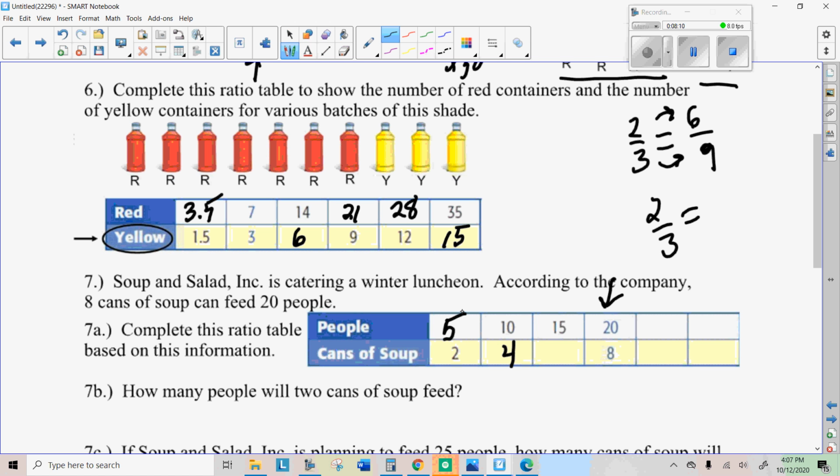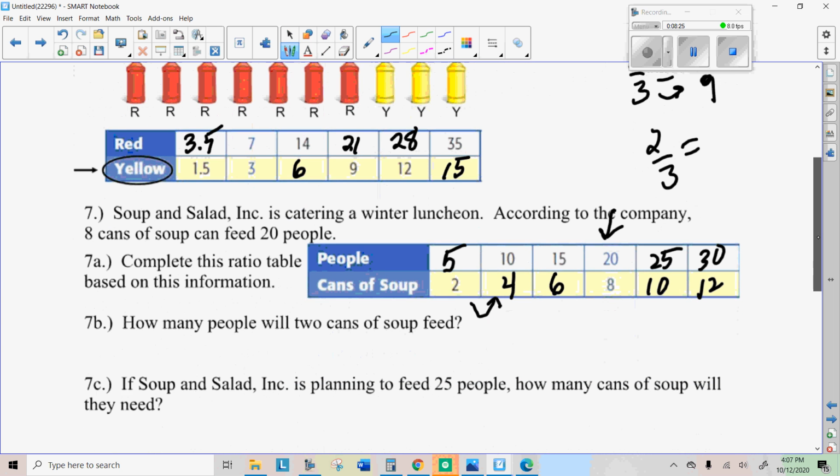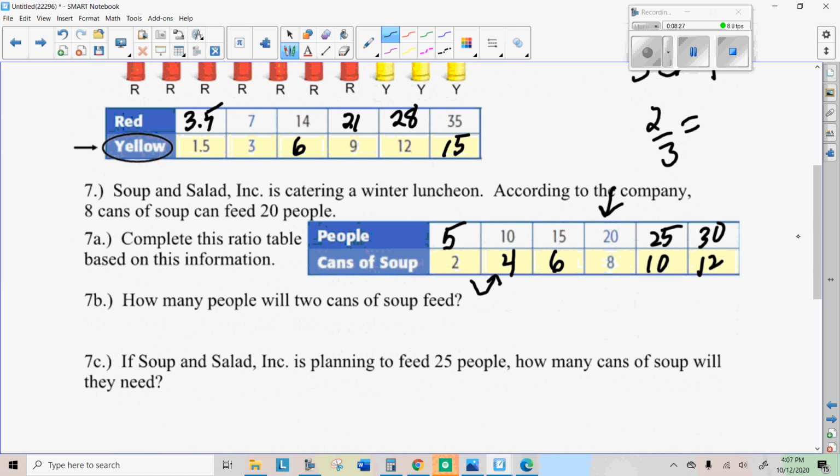All right? And so I'm seeing a pattern here. Every time we add 5 people, we need to add 2 cans, right? So I'll let you finish that up. So how many people will 2 cans of soup feed? 5. If Soup and Salad is planning to feed 25, how many cans of soup would they need?